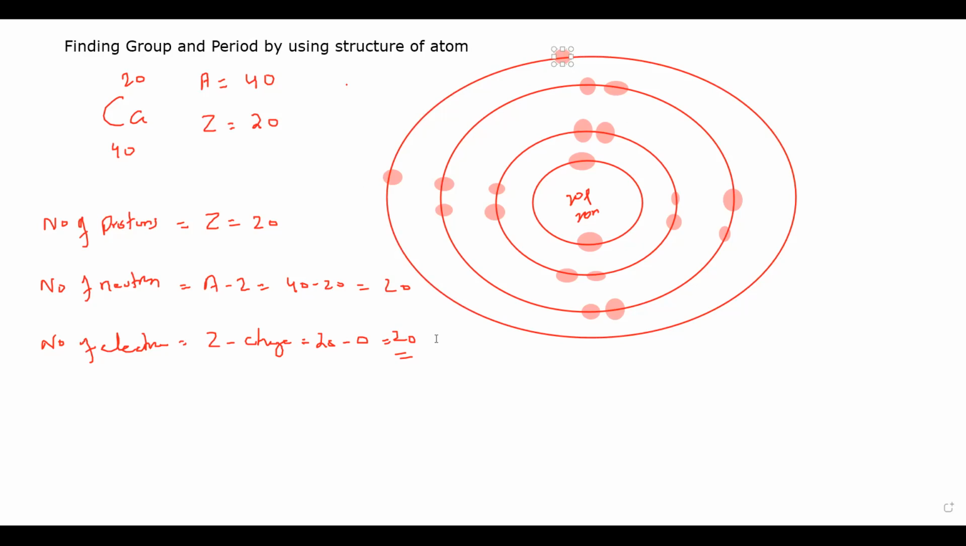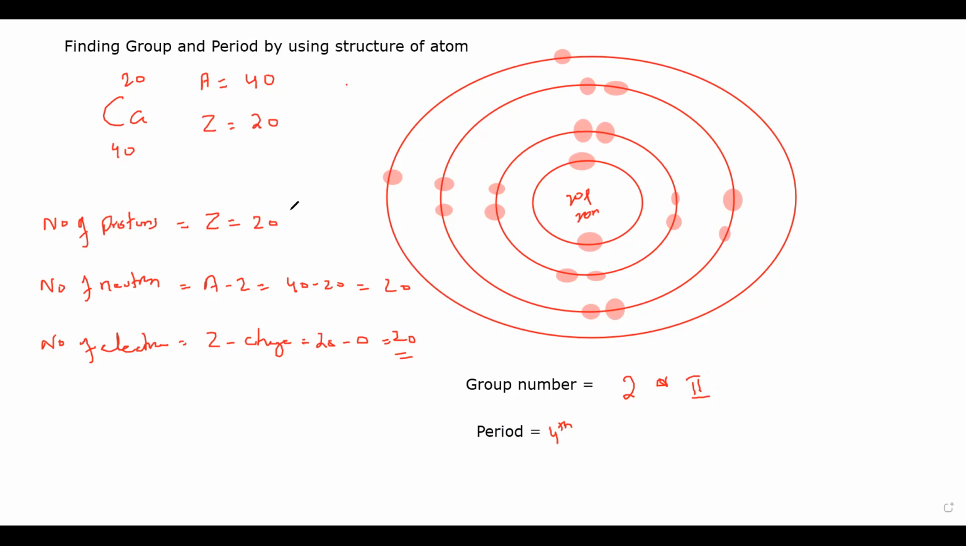So using the structure, what is the group number? Group number means number of electrons in the last shell. So what is the group number of this calcium? It belongs to group 2 because there are 2 electrons in the last shell. What is the period of this element? Period represents the total number of shells used. So 1, 2, 3 and 4 shells are used here, so it belongs to the fourth period. When you write group, it's better to use a Roman numeral. So it is group II and fourth period.